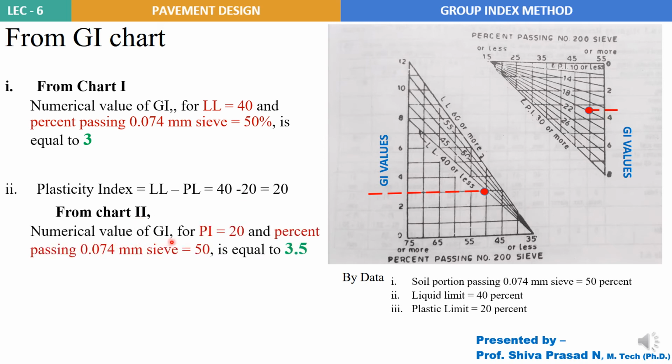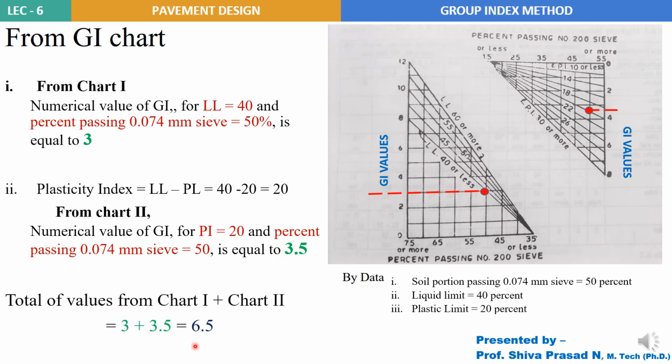So the numerical value of group index from plasticity index equal to 20 and 50% passing 0.074 mm sieve is 3.5. From chart 1 we obtained the value 3, and from chart 2 we obtained 3.5. We are required to add those two values, so we got 6.5. Let's round it off to the higher value. So the group index value works out to be 7 by the group index chart method.